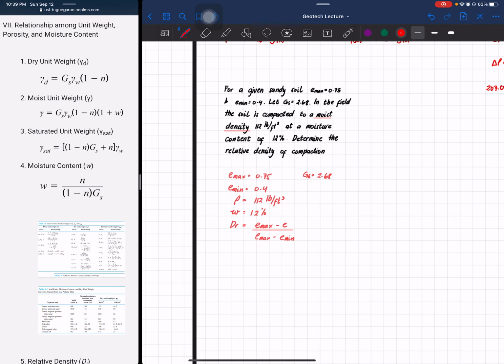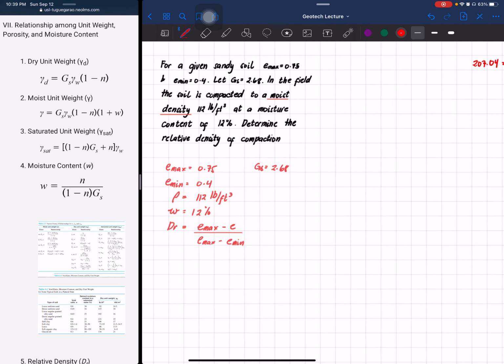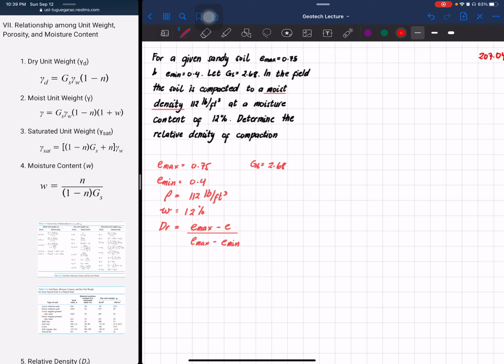Okay, so let's move on naman dito. Okay, so ito naman gawin natin. For a given sandy soil, Emax is 0.75, Emin is 0.4, the specific gravity is 2.68. In the field, the soil is compacted to a moist density 112 pounds per cubic feet at a moisture content of 12%. Determine the relative density of compaction.